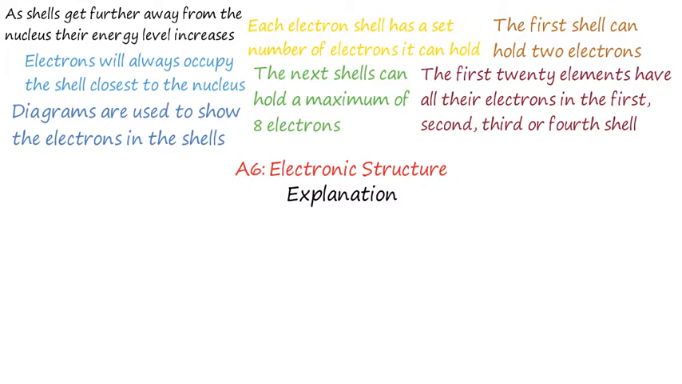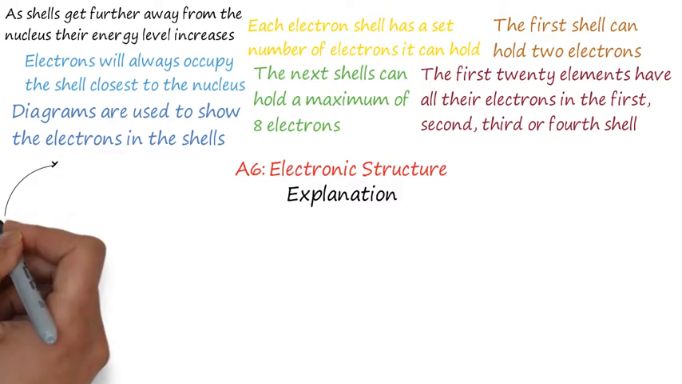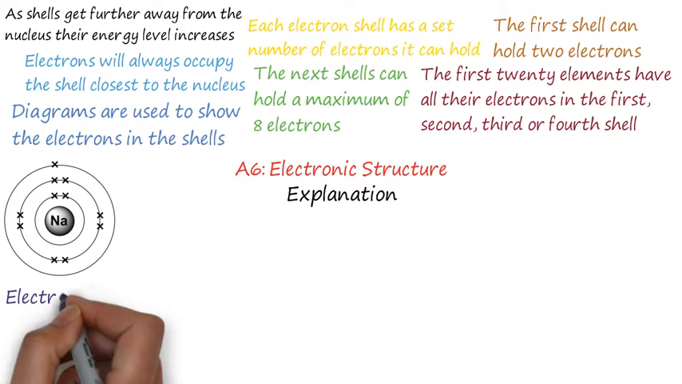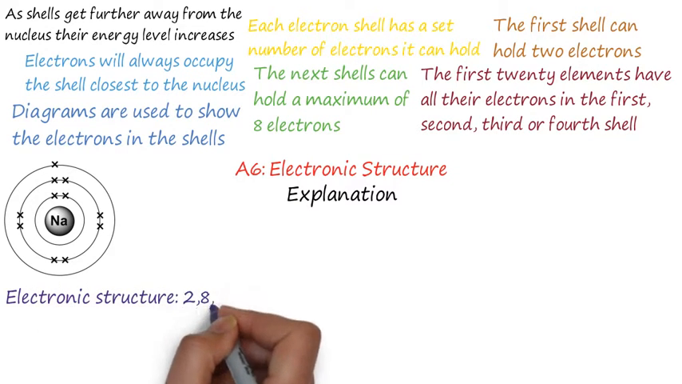We use diagrams to show the arrangement of electrons in atoms. You can draw a diagram which shows the electrons in electron shells. Here is a diagram showing the electron arrangement for an atom of sodium. This shows that the first shell is filled with 2 electrons. The second shell is also filled with 8 electrons, and the third shell is partially filled with 1 electron.